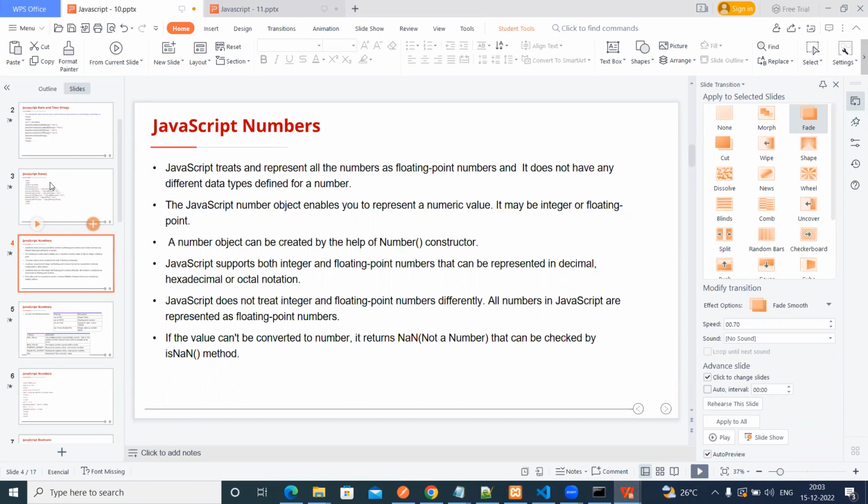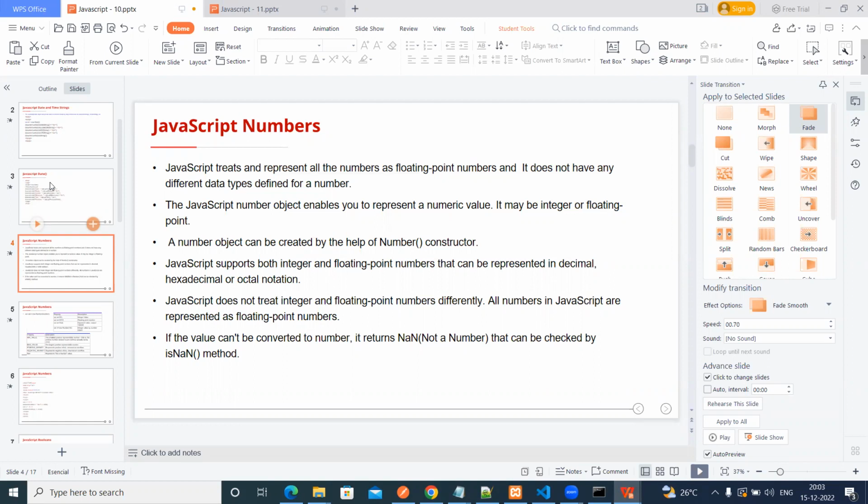First, we can check the primitive data types. What are the primitive data types? Numbers, strings, and boolean, right? These three are the primitive data types, because these data types can store only one value.